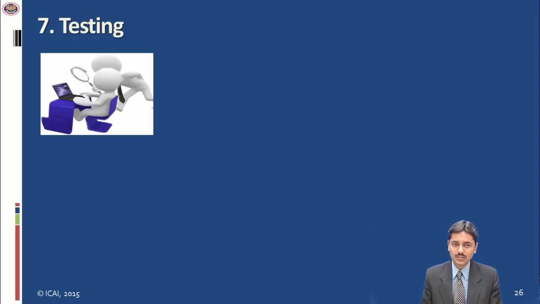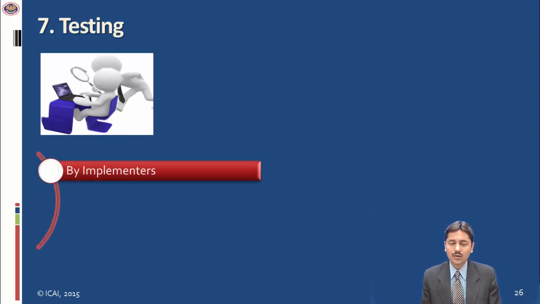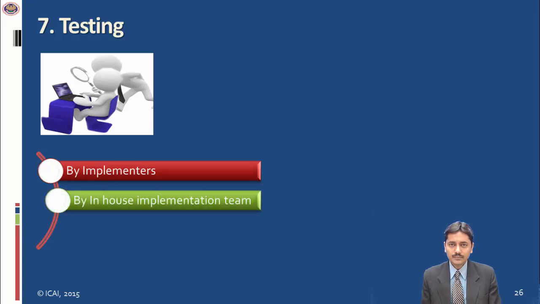Once the implementation process is over, now it is time to test. How to test, and who is the best person to test the system? The testing shall be carried out first by implementers, that is the person who is from outside the organization. He will test what he has done. Once this testing is over, what will happen? It shall be tested by the in-house implementation team.